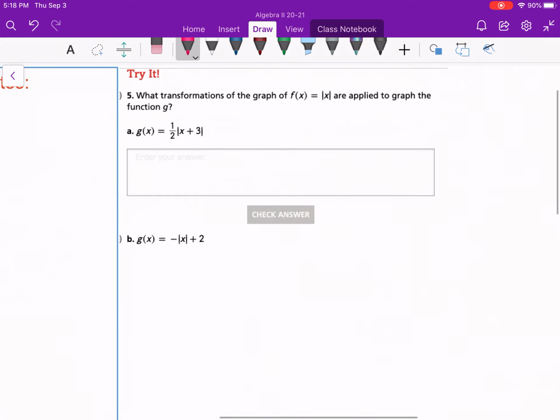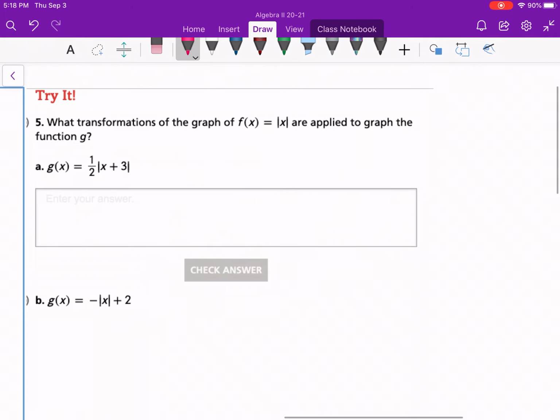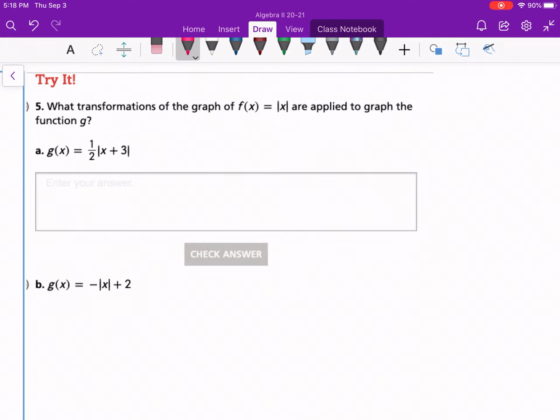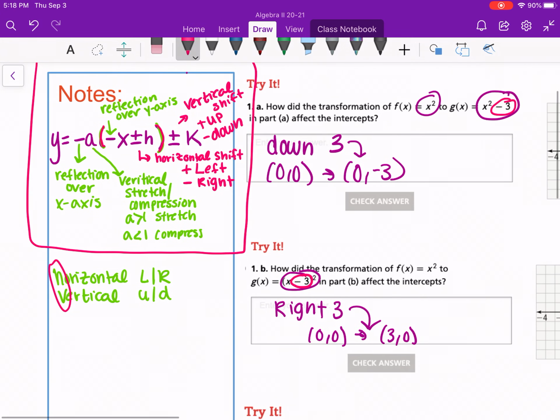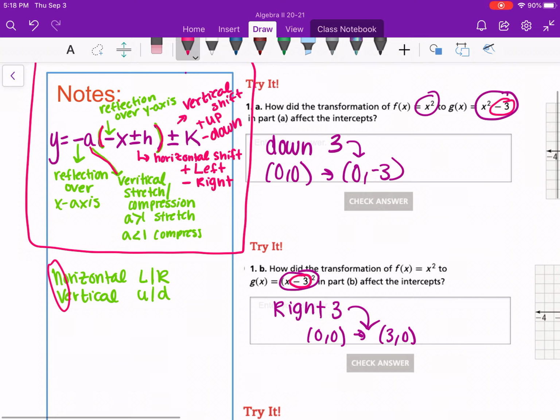And then over here, what transformations of the graph, absolute value of x, are applied to the graph now? So I've got a number on the outside. I'm going to go look that up. A number on the outside is a vertical stretch or compression. If the number is bigger than 1, it's a vertical stretch. If the number is smaller than 1, it's a compression.